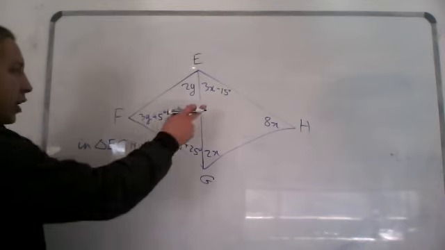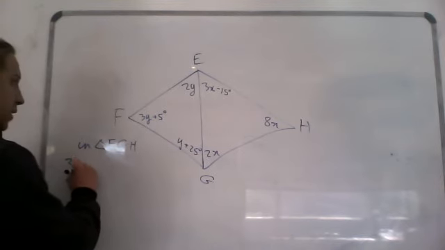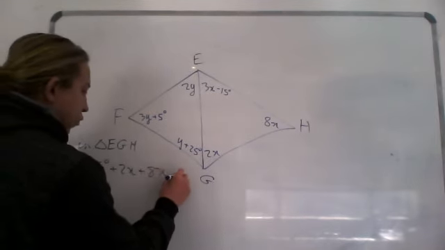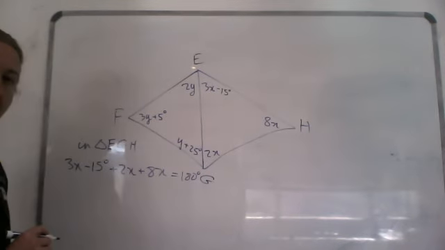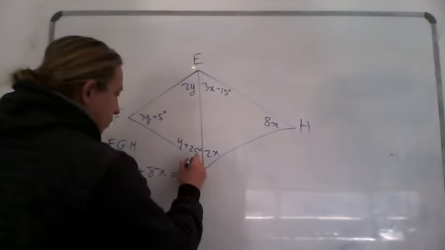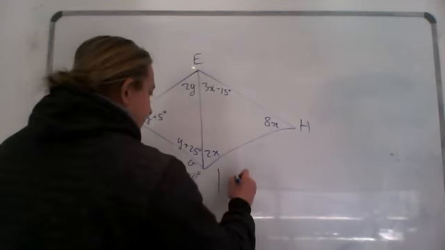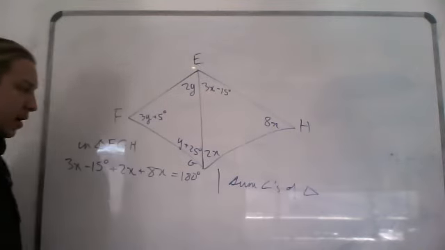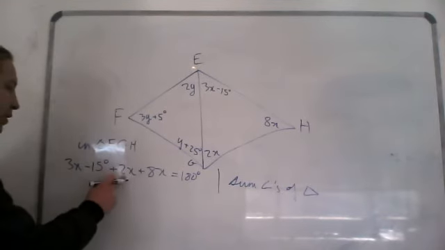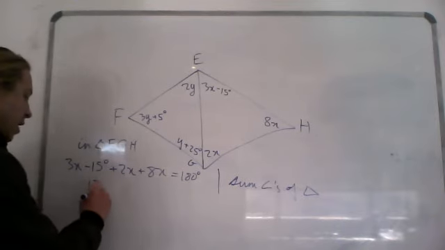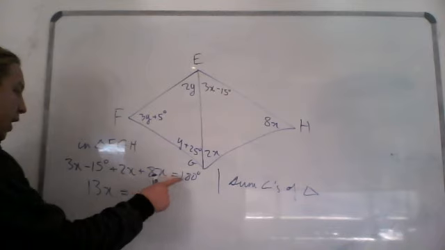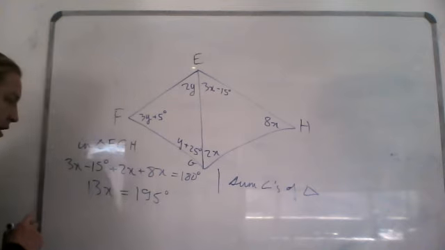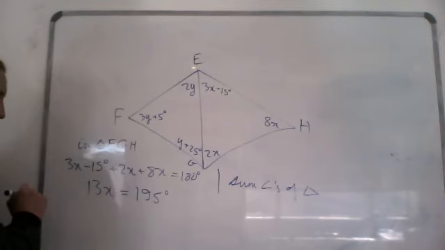So in this triangle, we have 3x minus 15 plus 2x plus 8x equals 180 degrees. What's the reason for that? The reason is sum of angles of a triangle. Now let's add up all the x's: 3x plus 2x is 5x plus 8x is 13x equals 180 plus 15, so it will be 195 degrees. Now we're going to divide by 13.